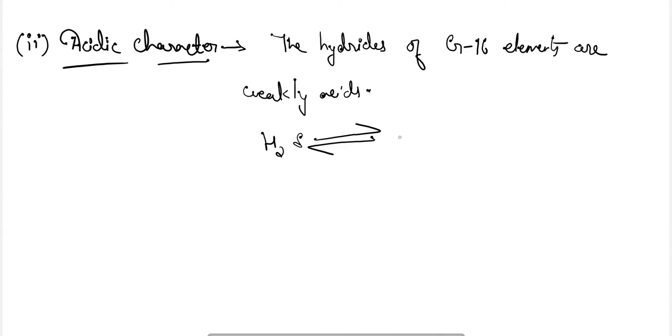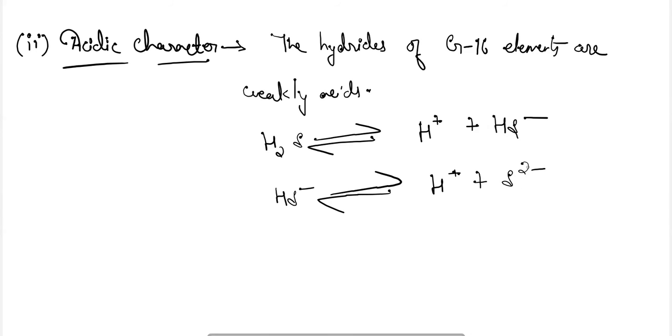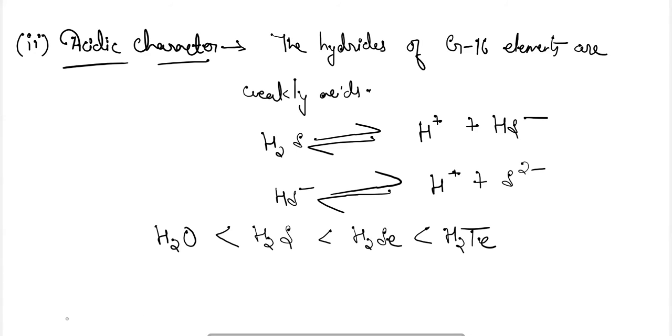The increasing acidic strength of the hydrides is evident from their dissociation constants. If I take H2S, one H plus ion will be produced, but it is a reversible reaction, and the HS minus formed will also release an H plus ion. The trend is that water will be the least acidic, while hydrogen telluride will be highly acidic in nature.